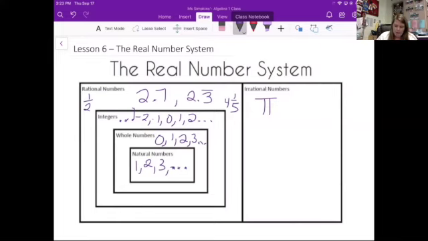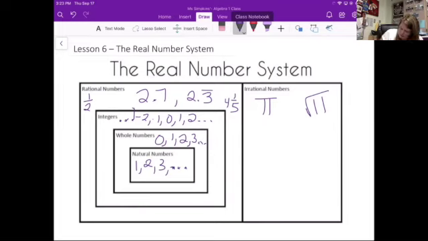The square root of 11 is considered irrational. If you have a calculator, and you can use the one on the computer too if that's better for you, I want you to take the square root of 11 and look at what happens when you do that.